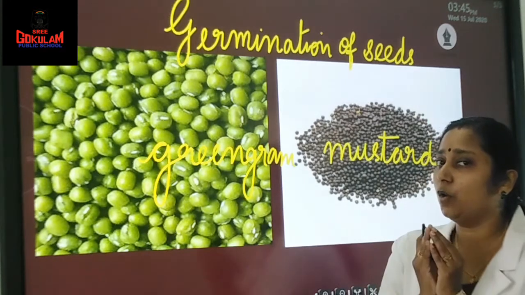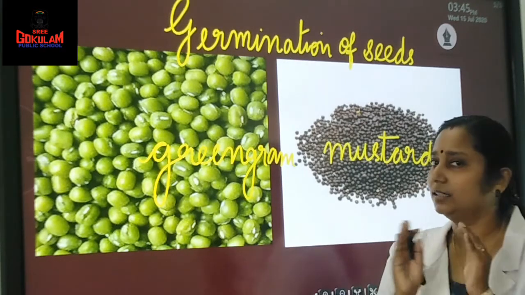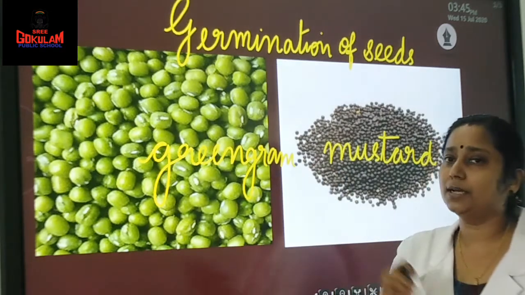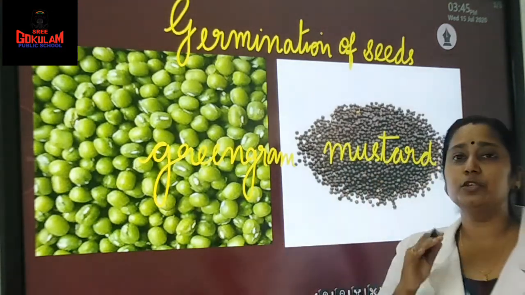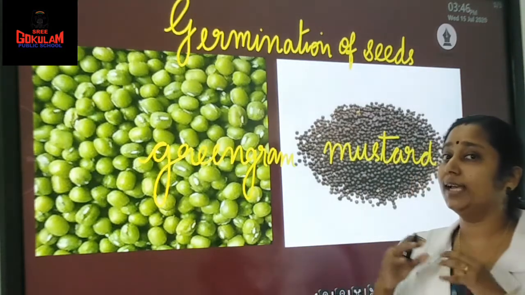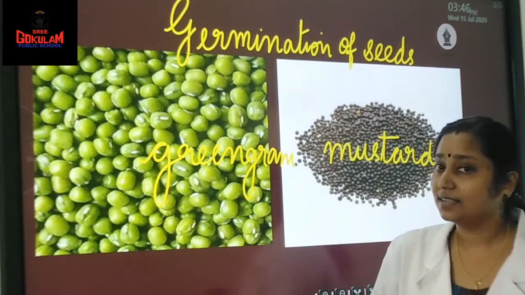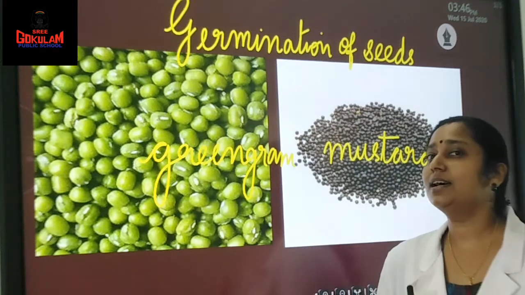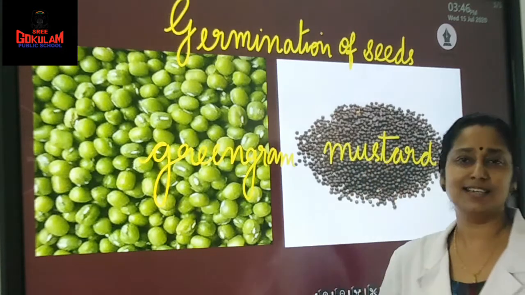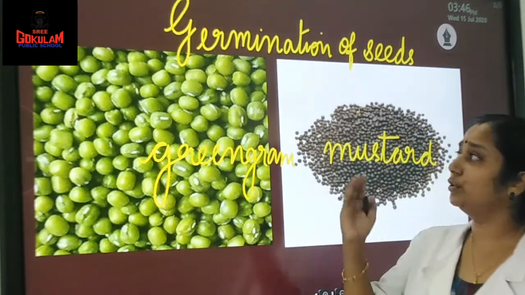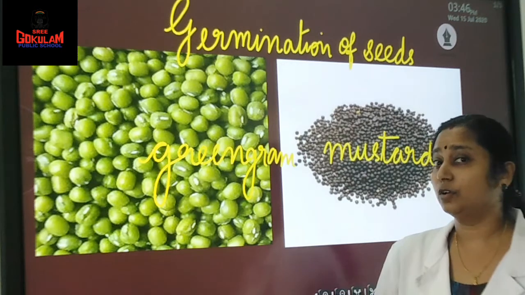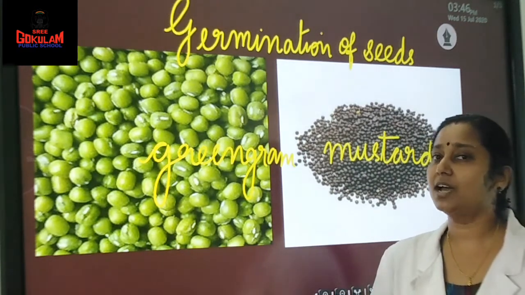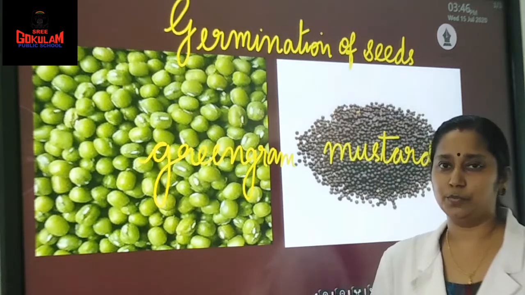If you keep it closed inside a cupboard, the plant will not grow. The wet cotton, where you kept the green gram or the mustard seed, you should keep in a place where the seed gets proper water and sunlight. Okay children, so this is a very good activity. You can do it from your house. Then you will understand more about the plants and how they grow. Okay?